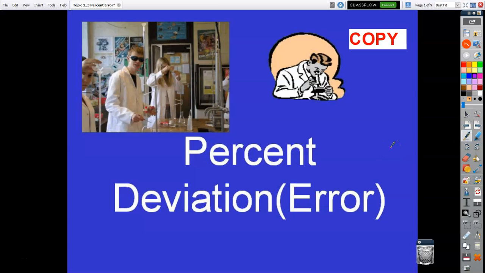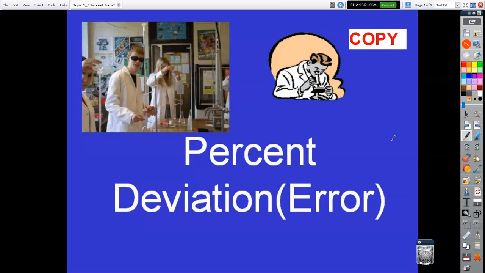In this video, I'm going to be talking about percent deviation or percent error. We talked about measurement and observation and inference in the other videos. Remember, a measurement is just an extension of your observation, trying to be more accurate with your observation. But of course, when we measure things, we know in real life that measurements always will have some form of error.